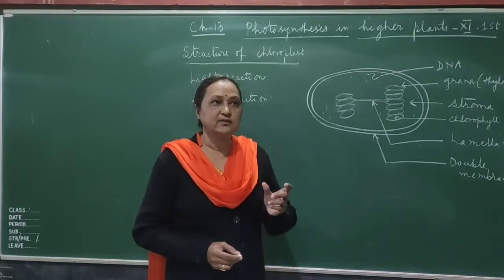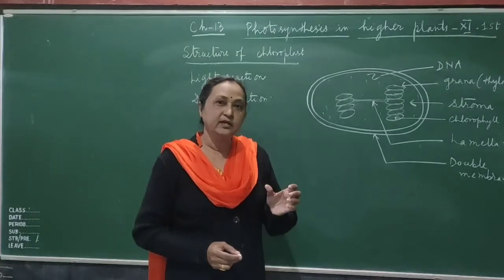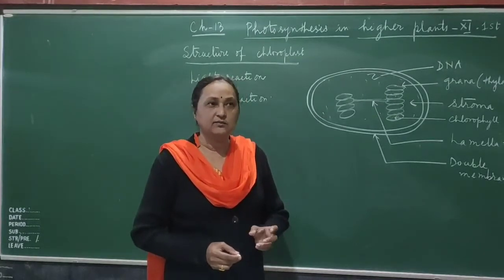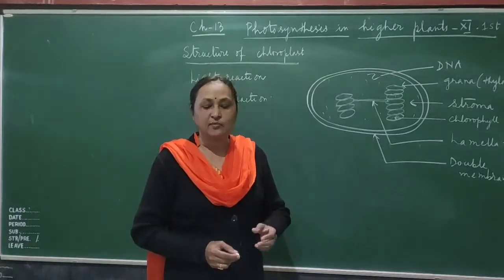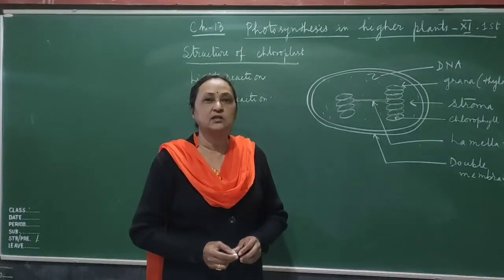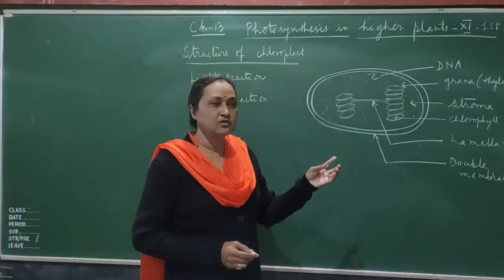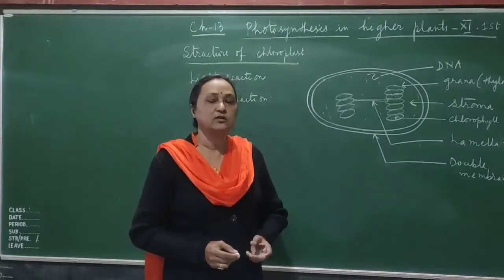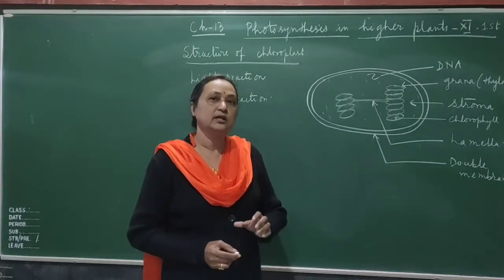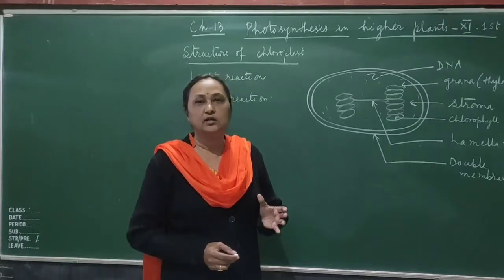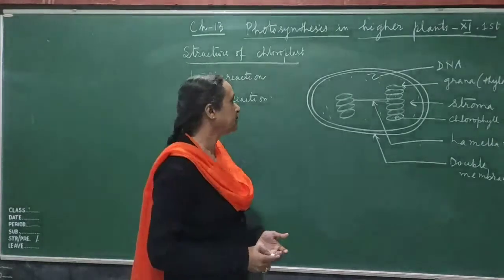So it is a self-independent organelle. Otherwise, you know that the nucleus is called the controlling center of the cell, which controls the rest of the cell organelles. But because the chloroplast and the mitochondria also have their own DNA, they are independent. They are not under the control of the nucleus.